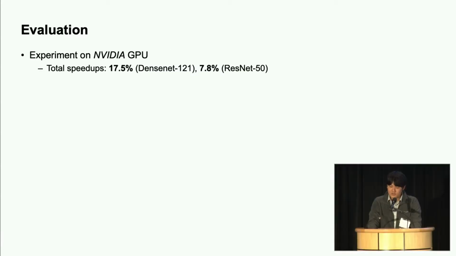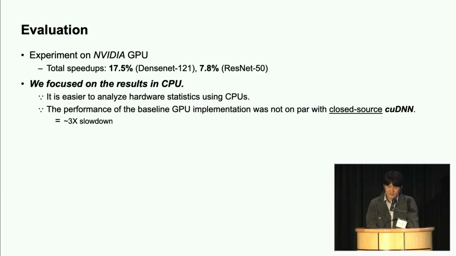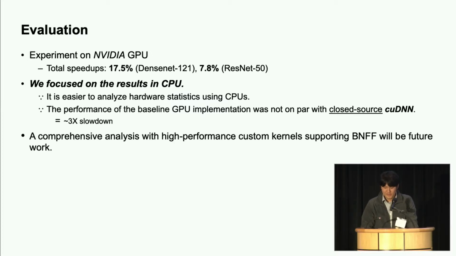Also, in experiments on GPU, we have total speedups of around 70% and 8% on those two models. Although we have the speedup numbers, our main focus is on the CPU results. Why? Because the baseline performance of the GEMM implementation on the GPU is not even close to the closed source cuDNN NVIDIA library. So we think that evaluating our work on high performance custom CUDA kernels with the BNFF can be future work.